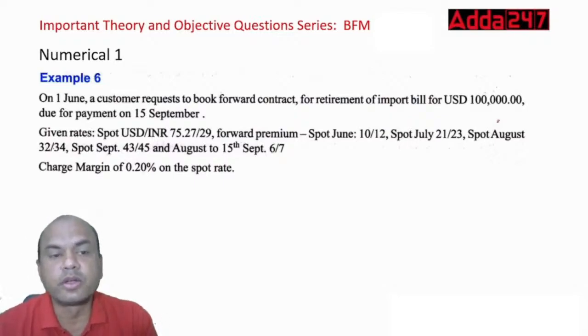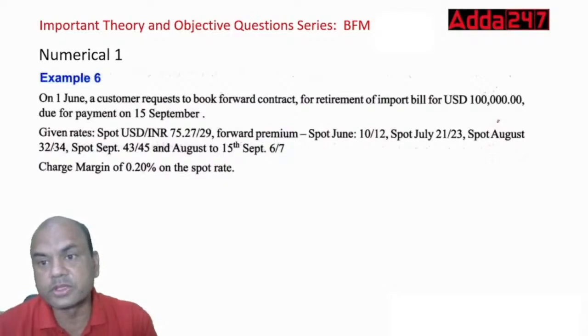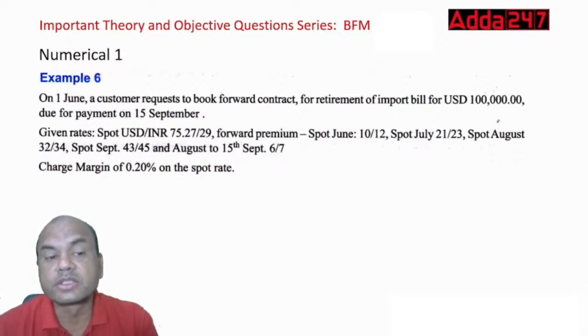On 1 June, a customer requests to book a forward contract for retirement of an import bill for USD 1 lakh due for payment on 15th September. Given the spot USD INR rate is 75.2729, forward premium is given as: spot for June is 10 to 12, spot for July is 21 to 23, spot for August is 30 to 34, spot for September is 43.45, and August to 15th September it is 6.7. So charge the margin of 0.2% on the spot rate.